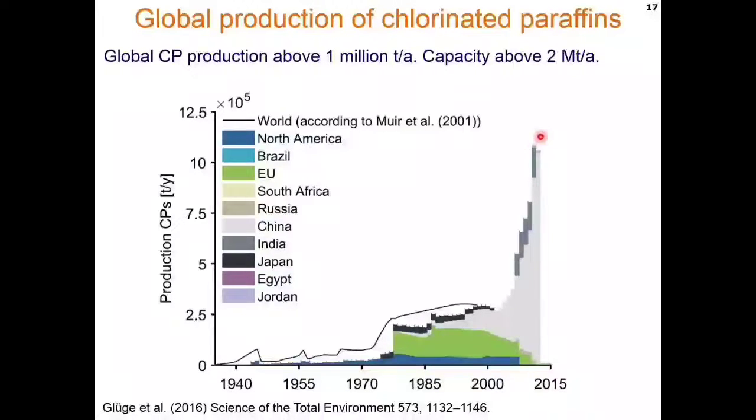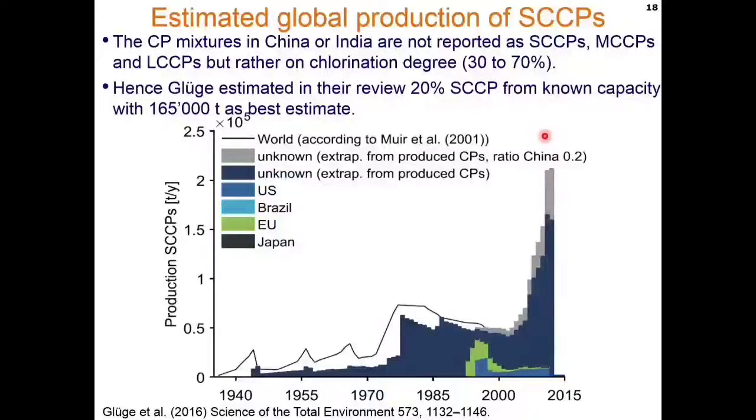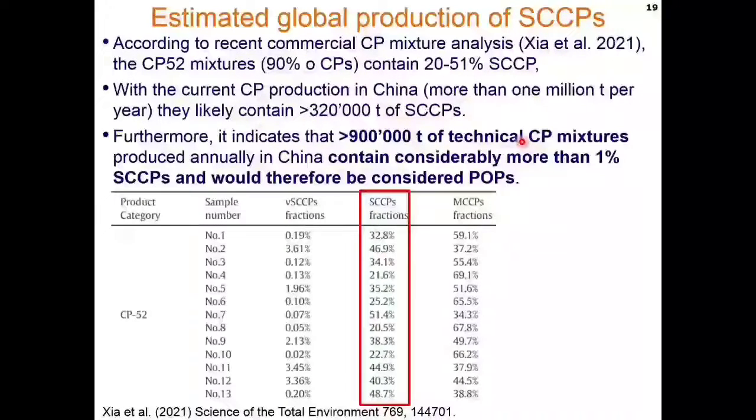Here the total production, like I said, we have a production volume of nearly 2 million tons. And an estimate for the short-chain chlorinated paraffin from Glüge, she estimated 20% with 165,000 tons. And this is a study which has just been published a few months ago, measuring chlorinated paraffin mixtures from China. You see that the major chlorinated paraffin, which is 90% of all of the Chinese chlorinated paraffin mixtures, CP52, always contains between 20% and 51% of short-chain chlorinated paraffins.